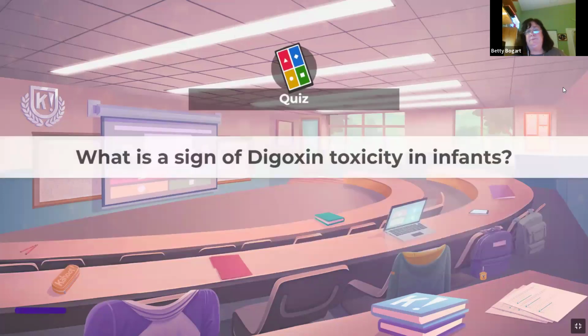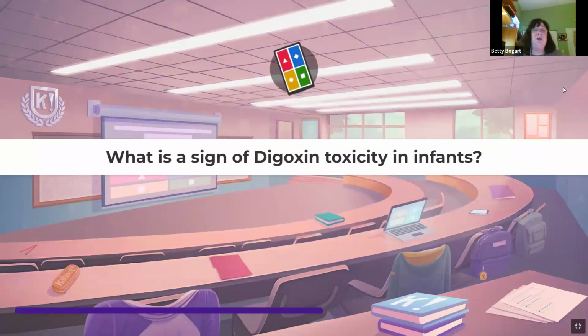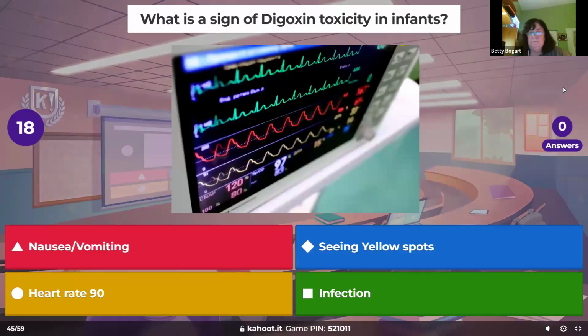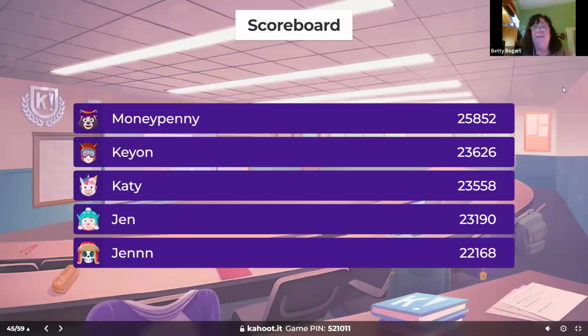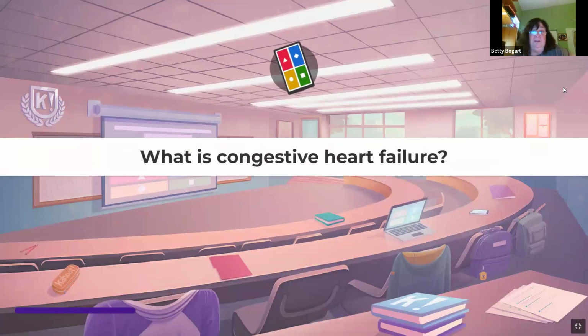A multi. What is a sign of digitoxicity in infants? Nausea, vomiting, and decreased heart rate. Yellow spots is the adults. An infant can't tell you they see yellow spots. At least most that I know.